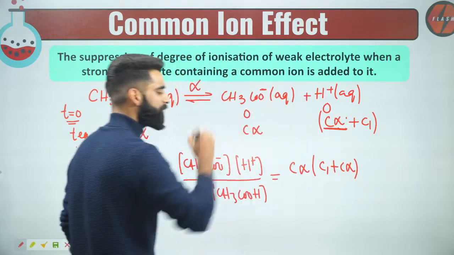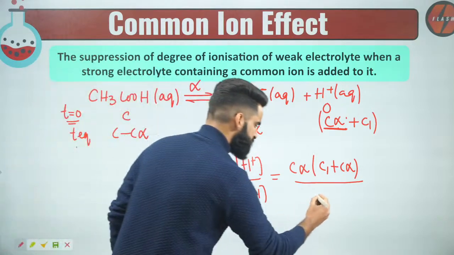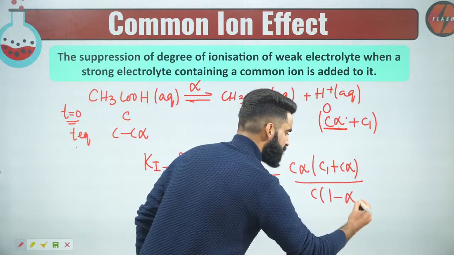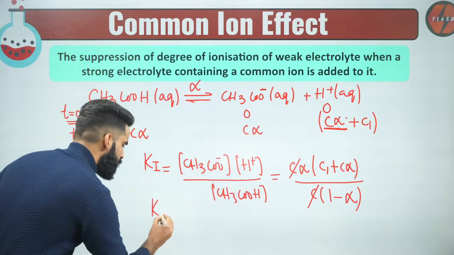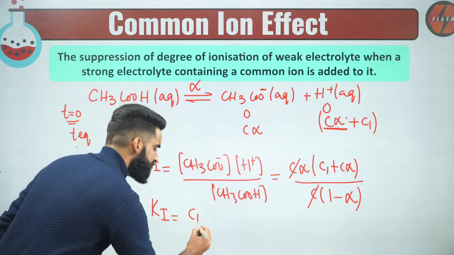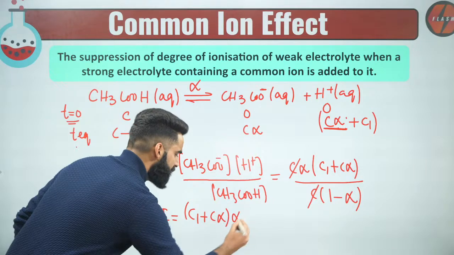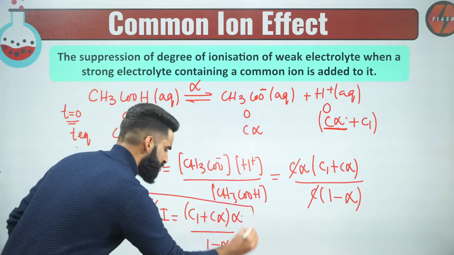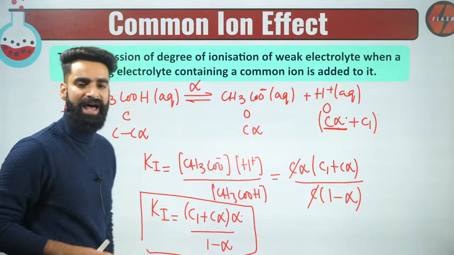This is the concentration of H positive at equilibrium divided by the concentration of CH3COOH, as you all must be knowing. It is C minus C alpha. If I take C common, it's going to be 1 minus alpha. Can I say C and C got cancelled? So I got the value of Ki, the ionization constant for this weak electrolyte, as C(1 plus alpha) multiplied by alpha divided by 1 minus alpha. This is going to be my expression for the ionization constant of this weak electrolyte after the common ion effect.